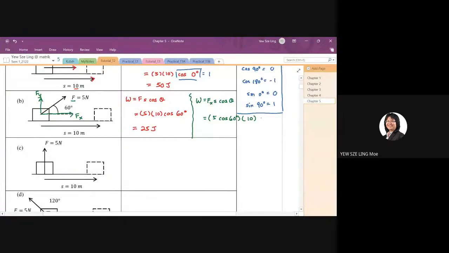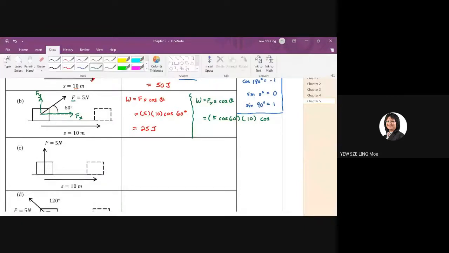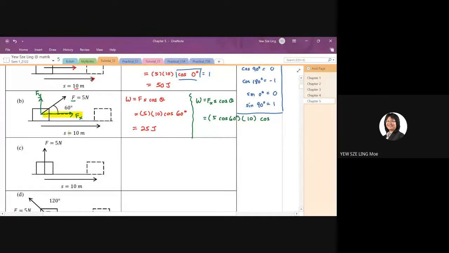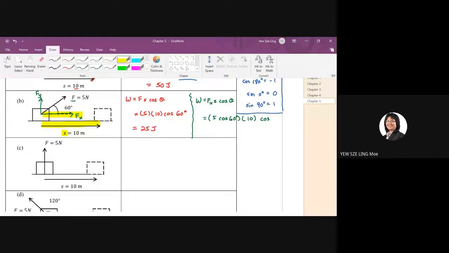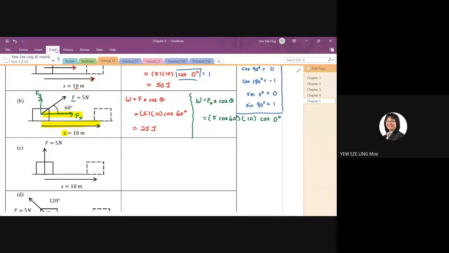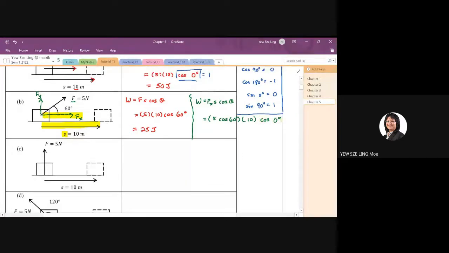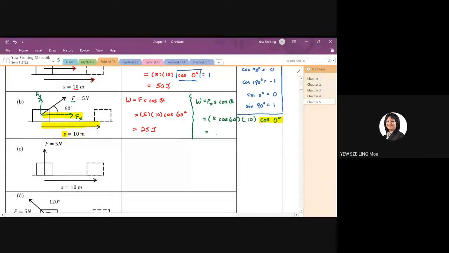But now with this cos theta, you will have a second cos theta. This is a second cos theta. Now you look at Fx and also S. Fx and S are now pointing in the same direction, therefore cos 0 degrees. So basically, the function of the second cos is just to tell you whether you have a positive value or a negative value. Cos 0 will give you a positive value. Cos 180 means you're going to get a negative 1. So especially when it involves friction, you use cos 180 degrees. So eventually, you're still going to get 25 joules.